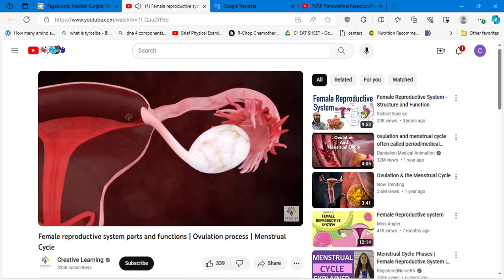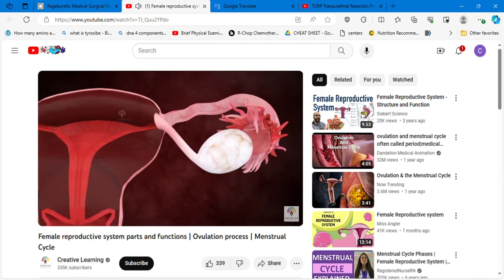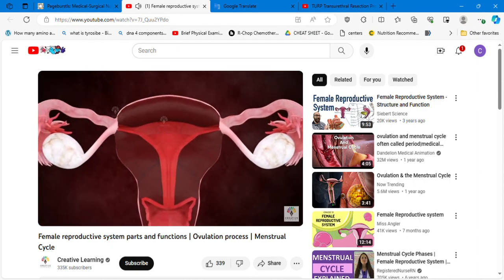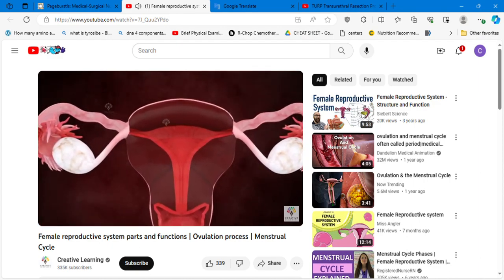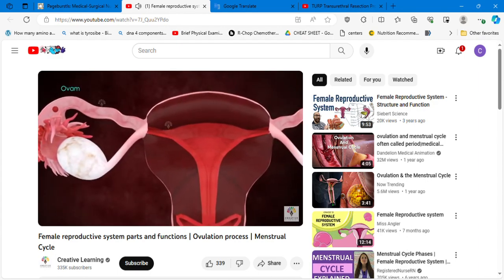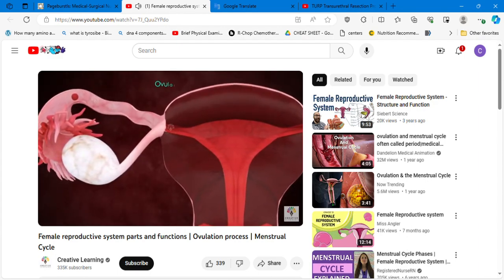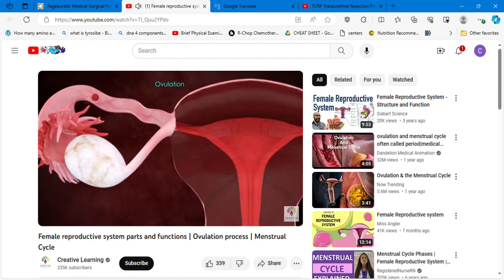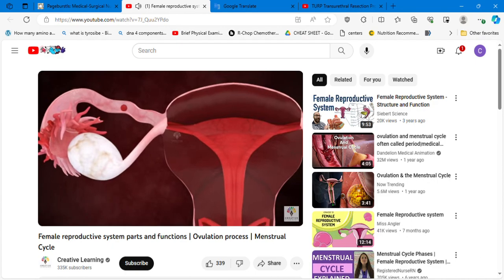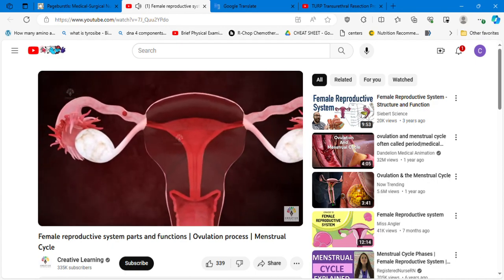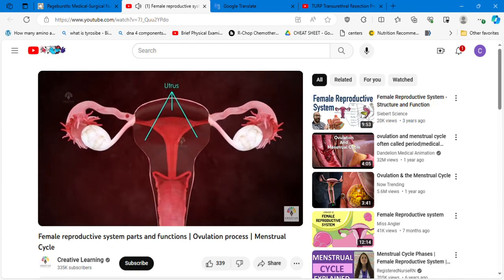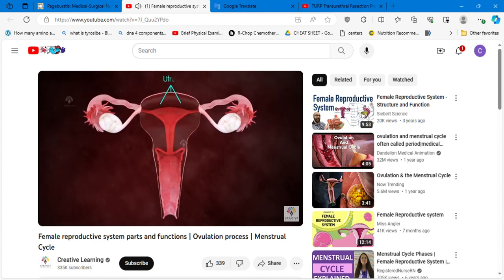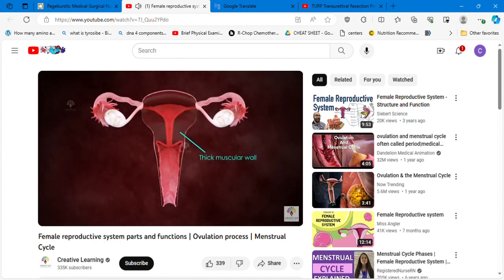Each ovary takes turns releasing an ovum every month. An ovum is the largest single cell in the female body. After the ovum is released into the fallopian tube through the process known as ovulation, it travels down to the uterus. The uterus is a pear-shaped structure with a thick muscle wall.